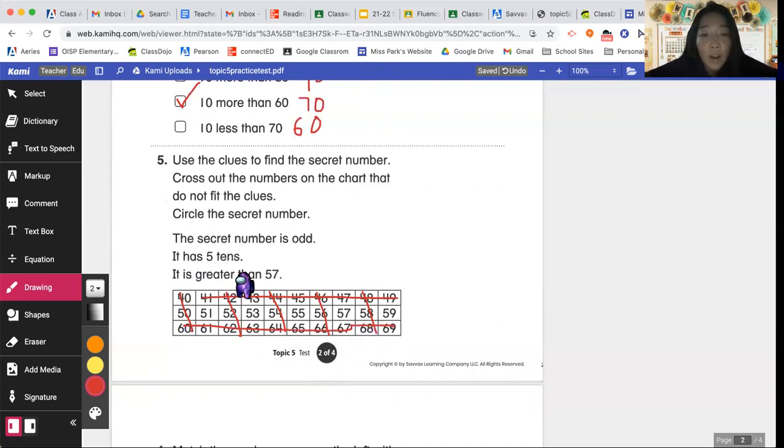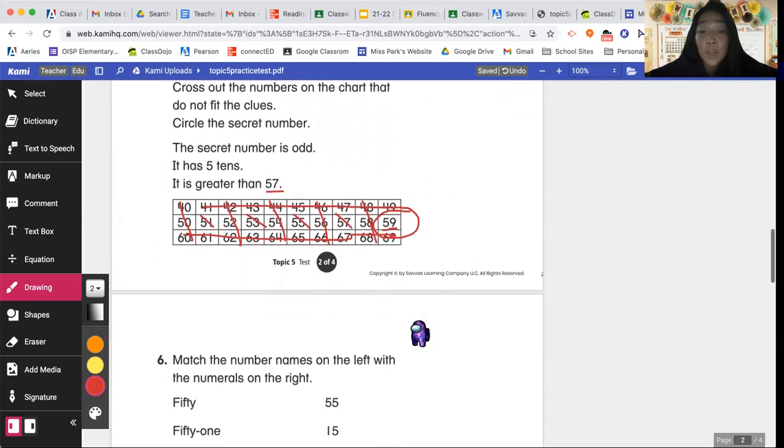Okay, now it is greater than 57. Okay, so it can't be 51 or 53 or 55 because those are less than 57. It can't be 57 because that would make it equal to 57. Ooh, the only number we have left is 59. Okay, let's see if that makes sense. 59 is an odd number. Yes, it has a 9 in the ones place. It has 5 tens. Yes, it has a 5 in the tens place. It is greater than 57. Yes, so our secret number was 59.